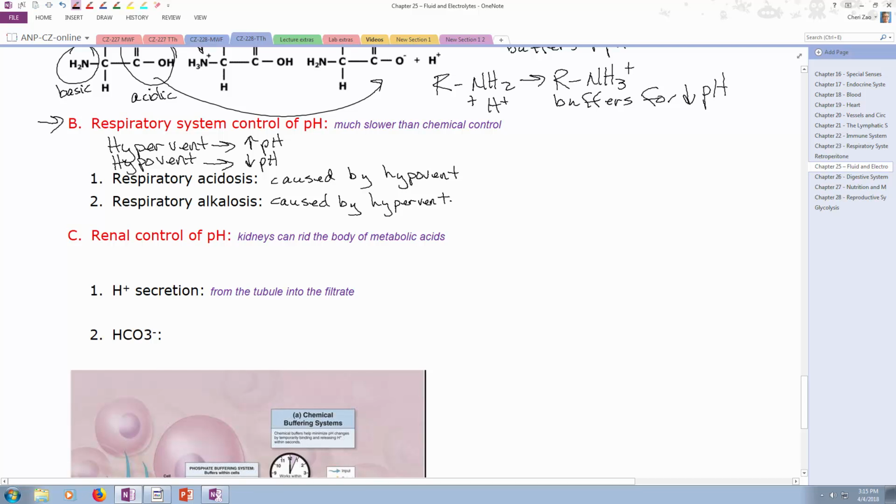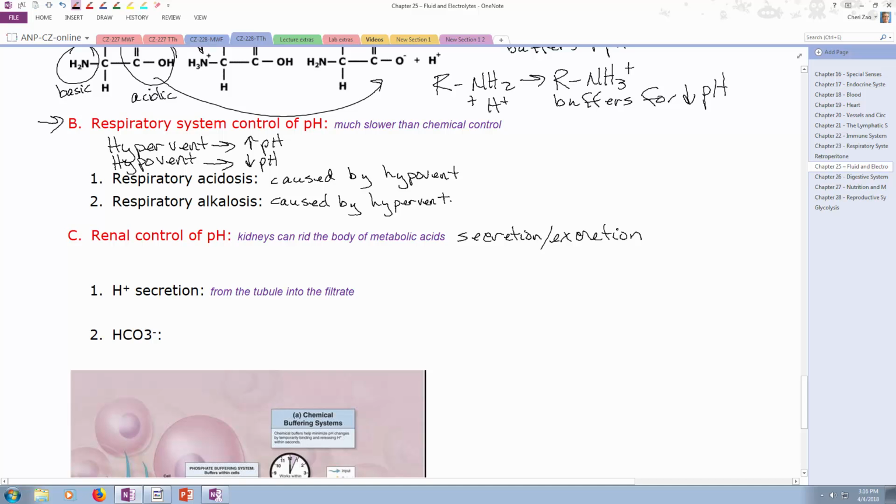And now finally, we are coming down to the renal control of pH. So our chemical buffers have been overwhelmed, our respiratory buffers have been overwhelmed, and now the kidneys are going to come in and help us try and control the pH. But this takes time whenever the kidneys actually come into play. Kidneys are helpful because they can rid the body of metabolic acids via this secretion, therefore excretion process.